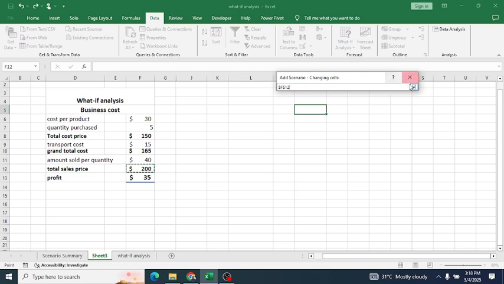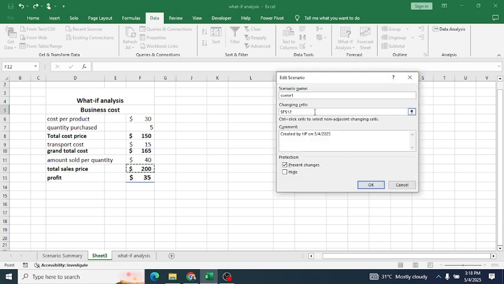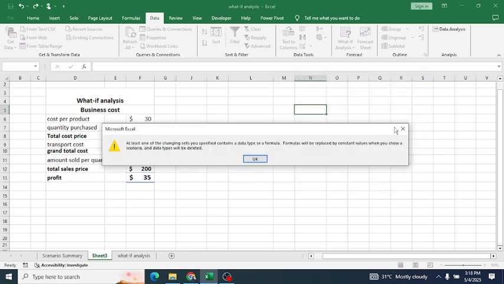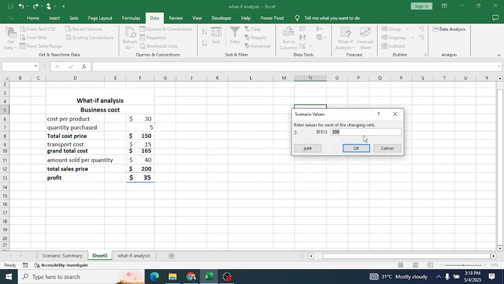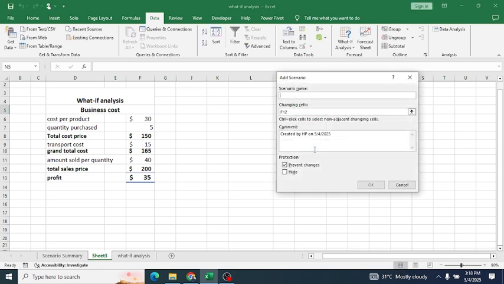So this is the changes cell. Then I'll click OK. Oh sorry, I'm getting an error. Okay, yeah, sorry, this is the changing cell. The changing cell is this, and let's assume that it's 200. Yes, we agree, 200. So I can click OK, or I can click add. Okay, it's added.